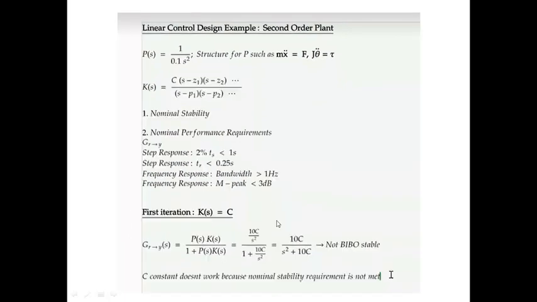Now again we start our iteration first with the constant. On substituting the values of P(s) and K(s), we obtain the mapping from r to y as this, but we see that this would not be BIBO stable for any values of c. This is because if c was positive, then the real part would be 0, and if c were negative, then again one of the roots would be positive, and hence BIBO stability would not be met for any values of c. Hence the first condition, nominal stability, is not met, and we cannot use a constant value of K(s).